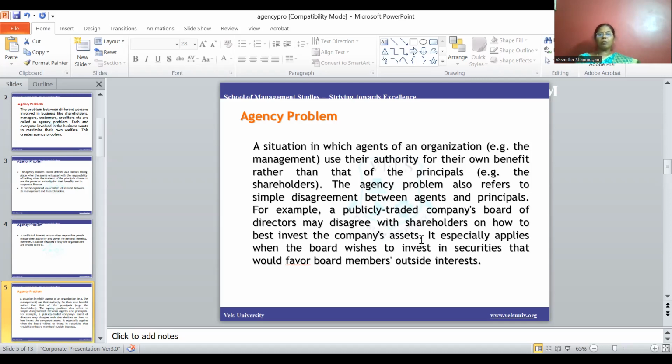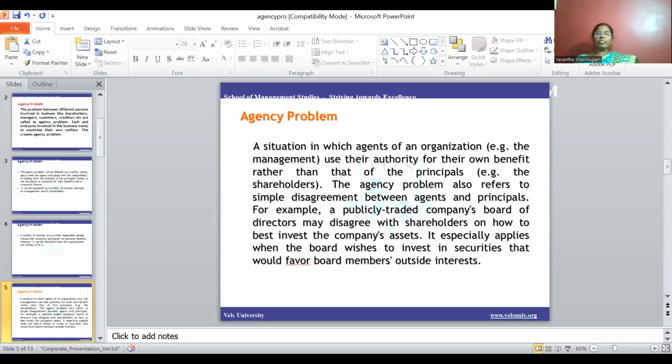That's why it's given: the board of directors of a publicly traded company may disagree with shareholders on how to best invest the company's asset. How to best invest the company's asset is one of the important aspects they have to look into. It especially applies when the board wishes to invest in securities that would favor the board members' outside interests. So, when the board of directors are not interested in investing in the shares which give the highest profit, that creates a problem between the board of directors and shareholders.